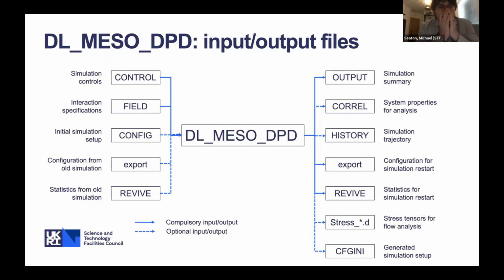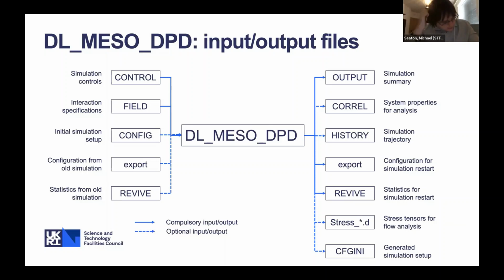And so the various input and output files that you use and obtain for a DL_MESO DPD simulation. You have two that are absolutely essential for controlling the simulation and specifying interactions. The code will actually come up with an initial configuration for you based on the control and field files, but if you want to supply your own, you can in a file called config. And there are also a couple of files for simulation restart if you want to resume a previous calculation.